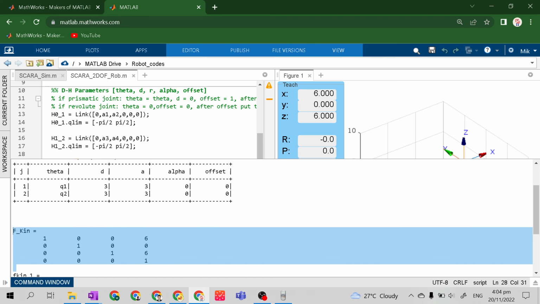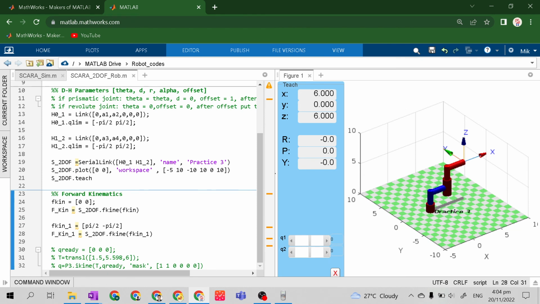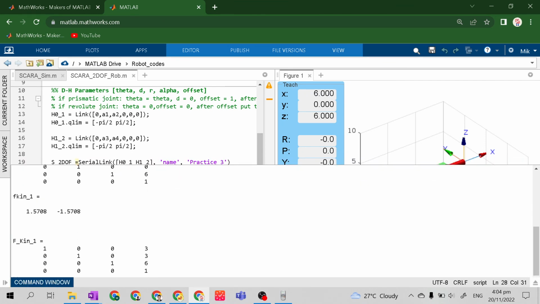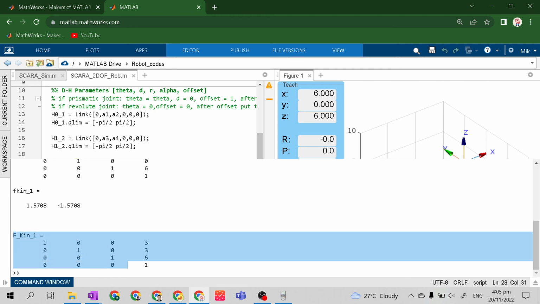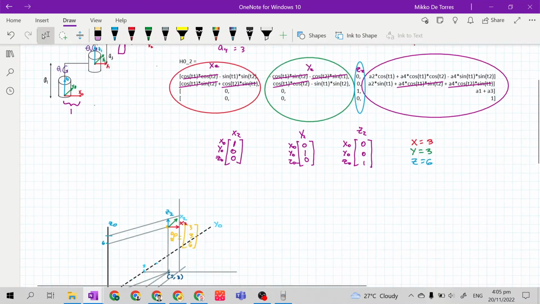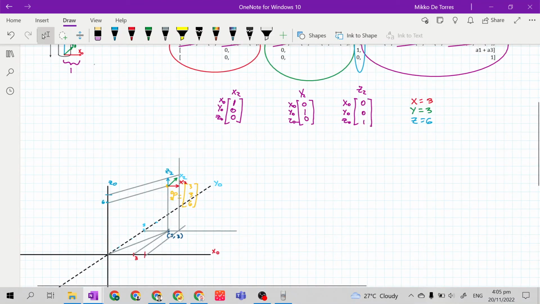If both the joint variables are 0, the position vector is 6, 0, 6, the same with the coordinates here if the joint variables at our sliding switches are 0. So this one, fkin underscore 1, this is its homogeneous transformation matrix. The position vector is 3, 3, 6, and this is the rotation matrix, the same with our computation.